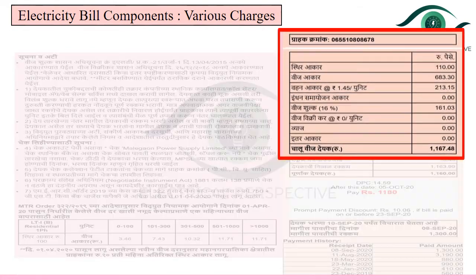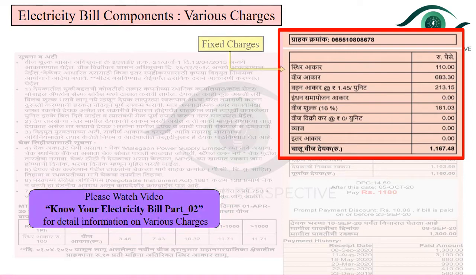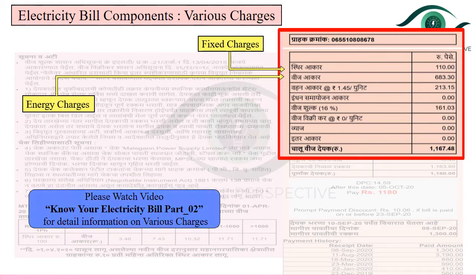Now next are the various charges. The first one is the Sthir Akar, which means the fixed charges. Each month the consumer has to pay a specific fixed amount to the electricity distribution company, and this amount needs to be paid even in the absence of power usage. Then the next one is the Veej Akar, which means the energy charges. This cost is determined from the number of units consumed by the consumer. The rate for the initial units is low, which gradually increases for the subsequent units. And for this purpose, the units consumed are split into different slabs.